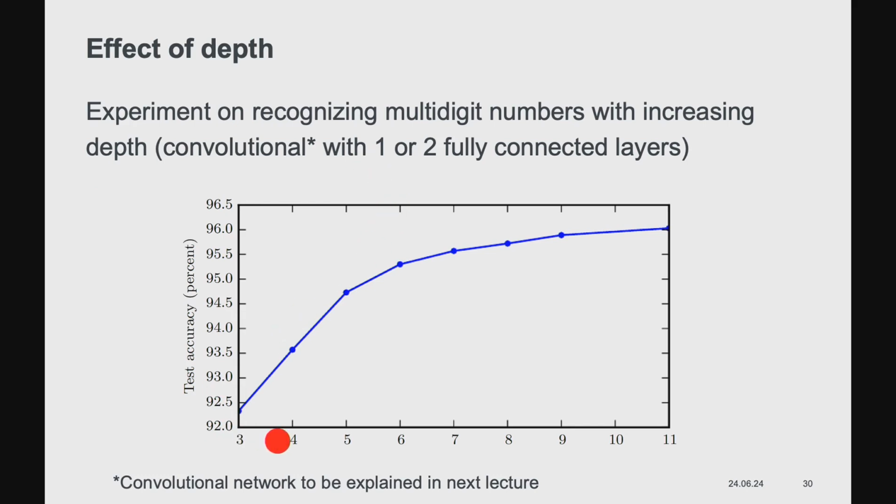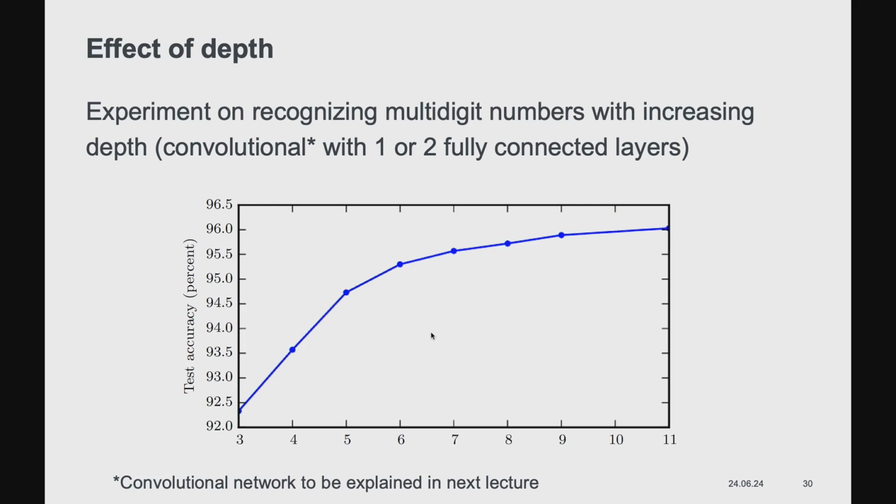Okay, and then you see here with more layers, for a very simple data set, multi-digit numbers, so handwriting recognition of numbers, there's some default data set, then when you increase the number of layers, you get a higher and higher test accuracy. Of course, note the scale here. It starts with 92%, that's already very high, and it grows to 95 something percent.